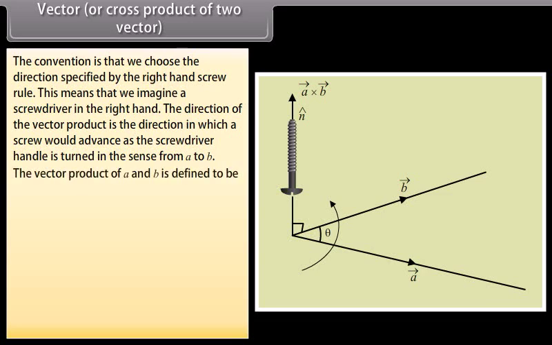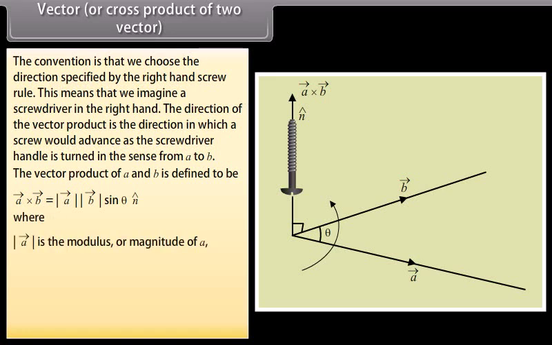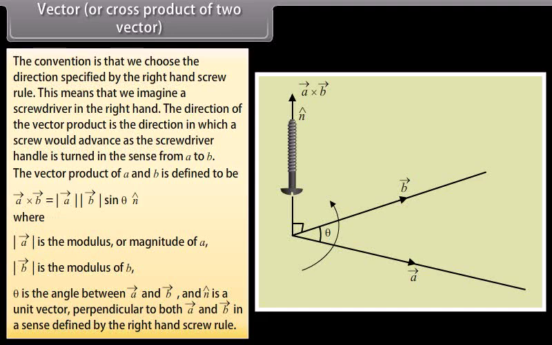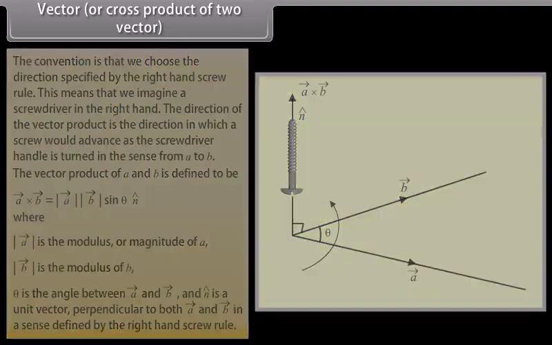The vector product of A and B is defined to be vector A cross vector B equals the magnitude of vector A into the magnitude of vector B into sine of theta in the direction of n cap, where the magnitude of vector A is the modulus of A, the magnitude of vector B is the modulus of B, theta is the angle between vectors A and B, and cap n is a unit vector perpendicular to both vectors A and B in a sense defined by the right-hand screw rule.